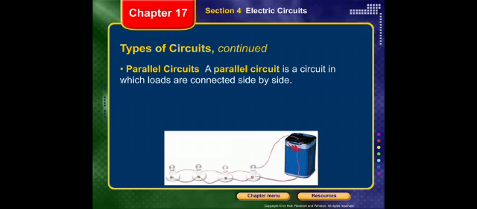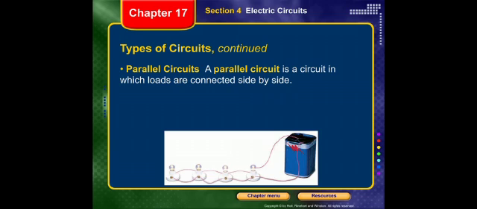The charges have only one path for flowing in a series circuit, but in a parallel circuit there is more than one path. All loads share the same current in the series circuit, but in the parallel circuit they don't have the same current but have the same voltage.